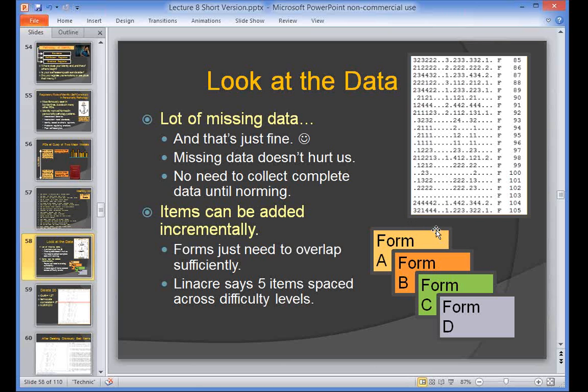So Form A and Form B overlap, Form C and Form D overlap. Each form overlaps in terms of a number of items, and that allows you to basically, eventually through a Rasch analysis, because missing data doesn't hurt us, the item lists all overlap. We're able to analyze all of those items together as a scale, so we don't have to go out and gather complete data every single round of data collection. And that makes things actually a little bit easier and a little bit more interesting. Okay?